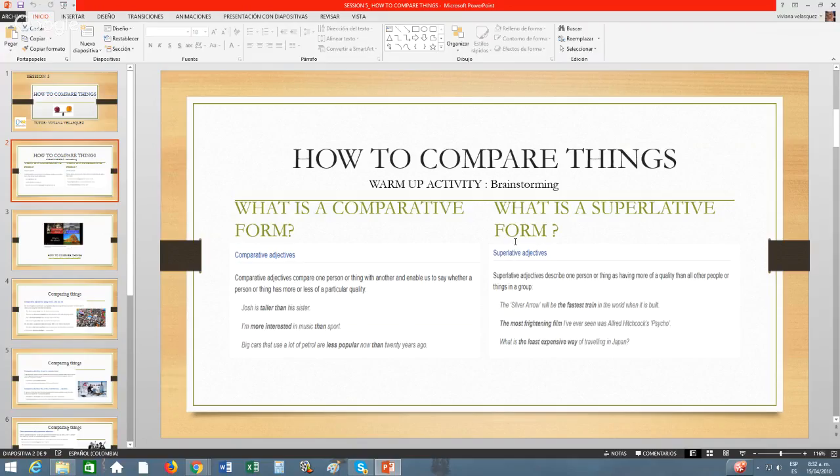No, that will be comparative. Okay, look at the example in the slides. We get, what is the superlative form? A superlative adjective describes one person or thing having more quality than the others.